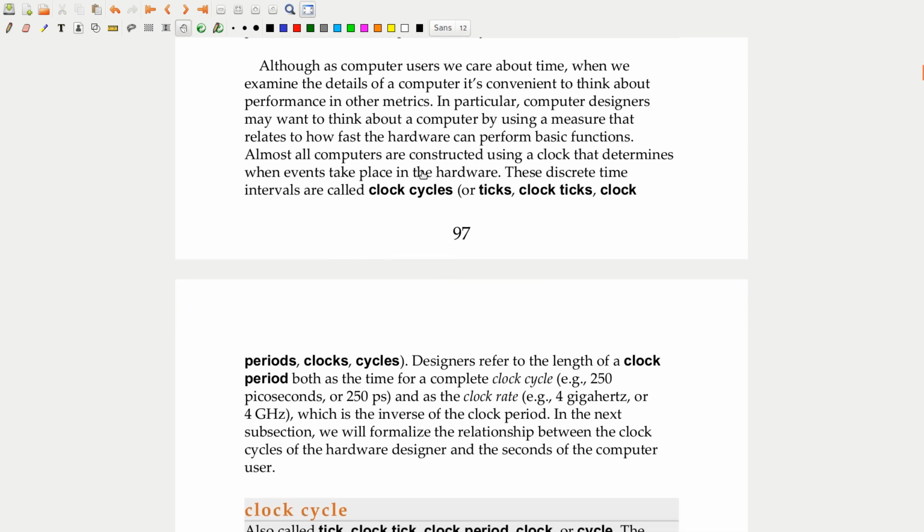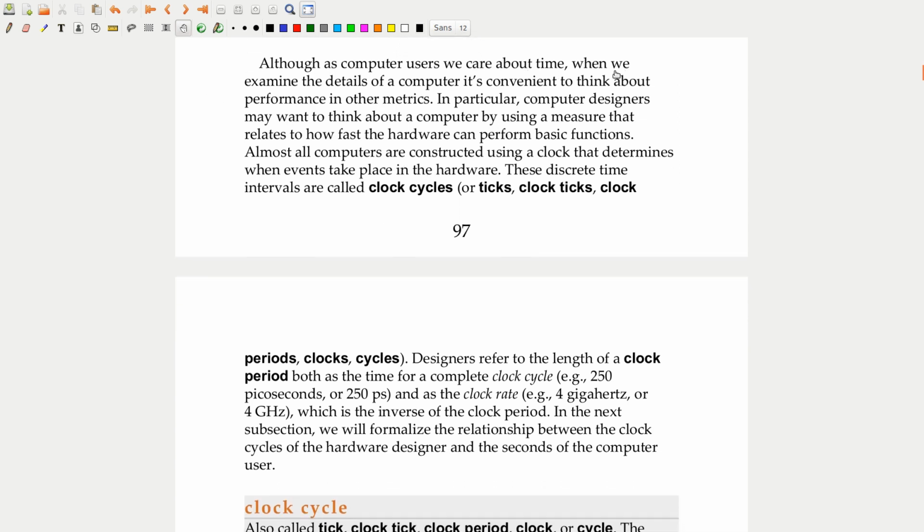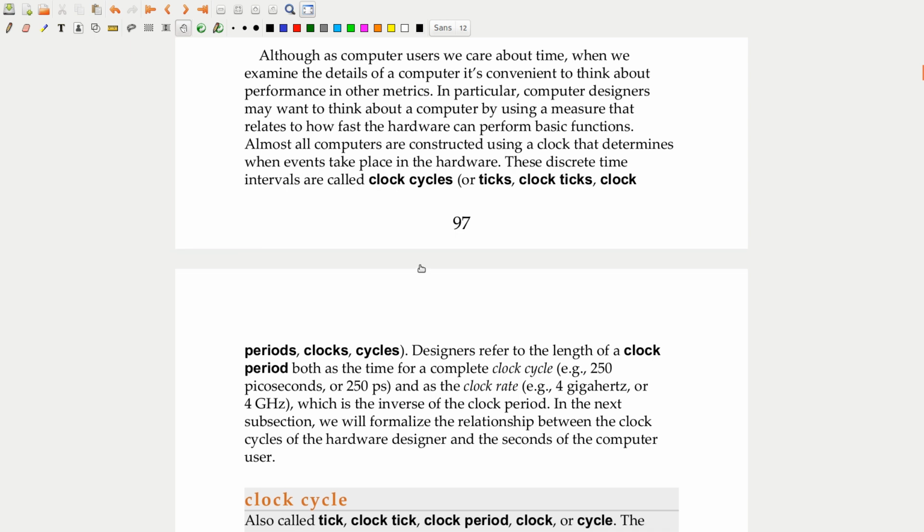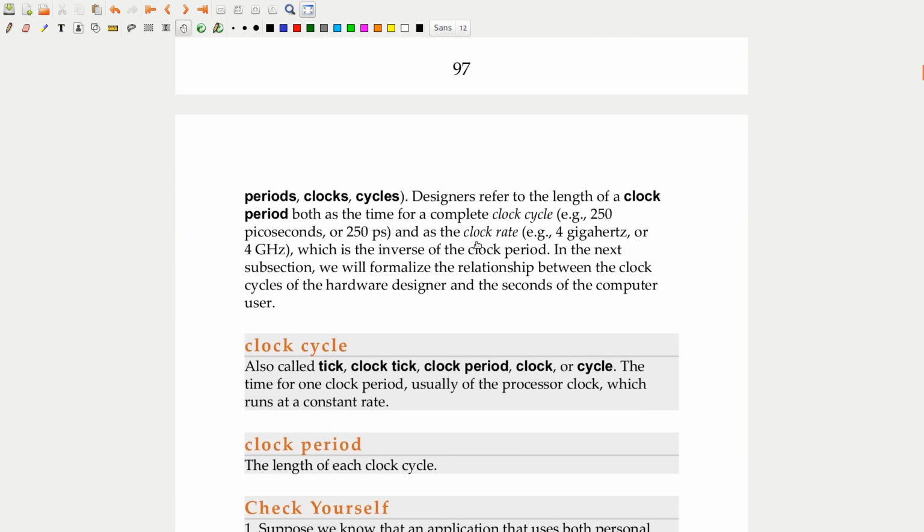So although as computer users we care about time, when we examine the details of a computer, it's convenient to think about performance in other metrics, and particularly clock cycles, or ticks, or clock ticks, clock periods, clocks, or cycles. So there's a thousand ways to define this and talk about this. But typically, I usually say cycles or clock cycles. I usually don't say ticks or clock ticks. Maybe occasionally I'll say ticks, actually. Designers refer to the length of a clock period as a clock cycle. So that's what we're talking about.